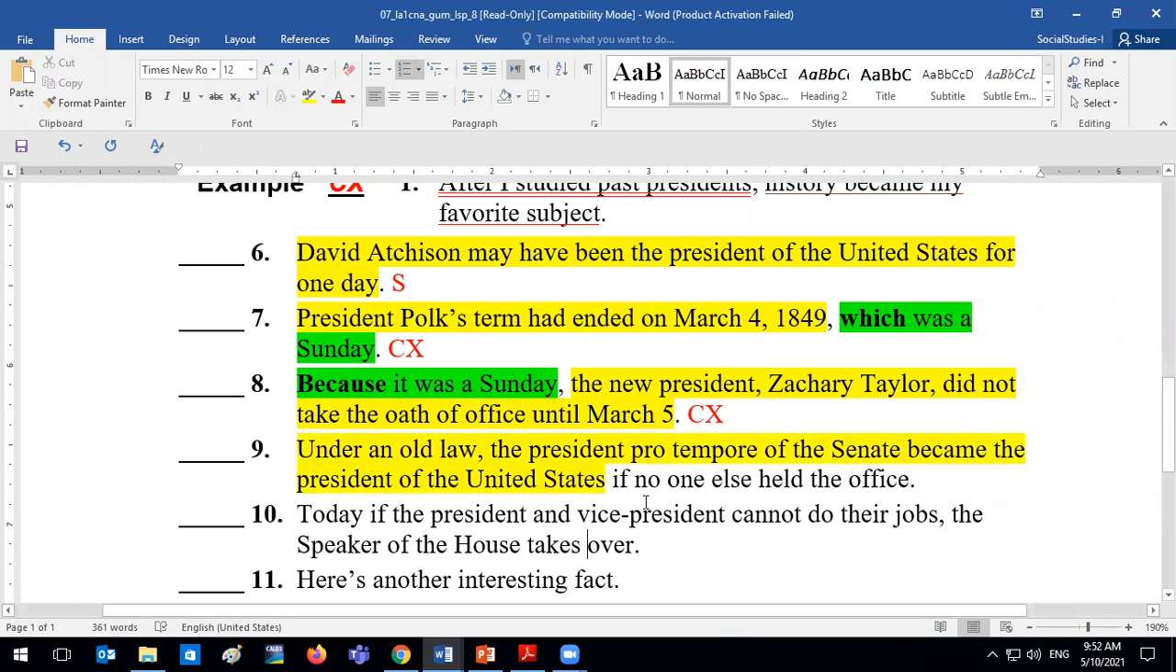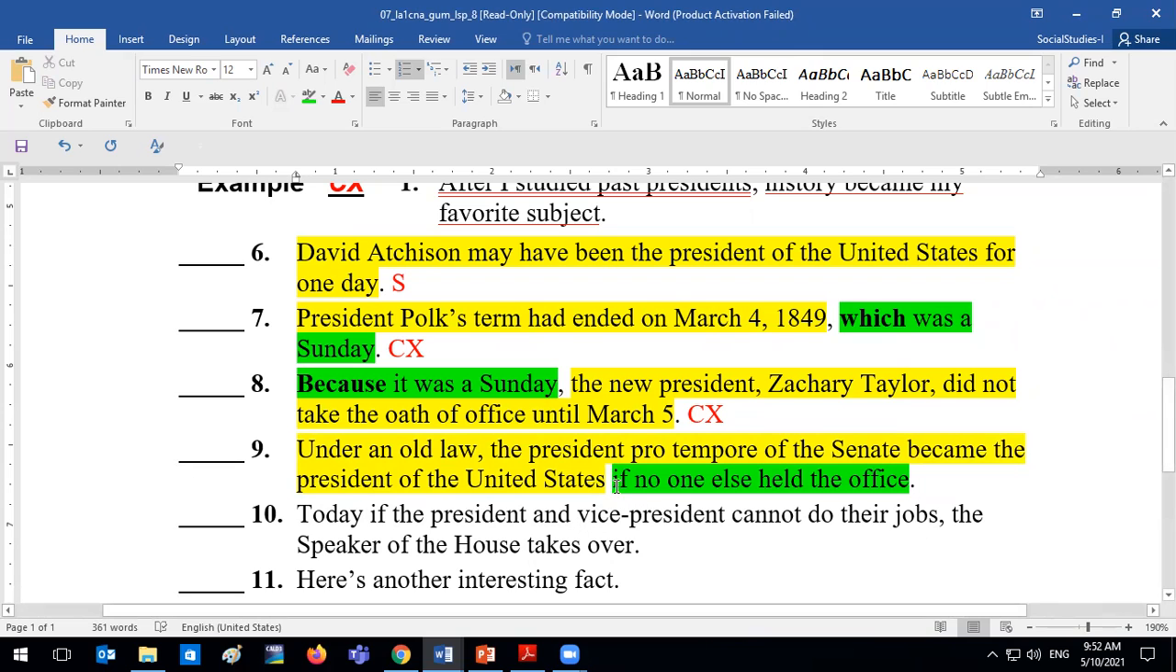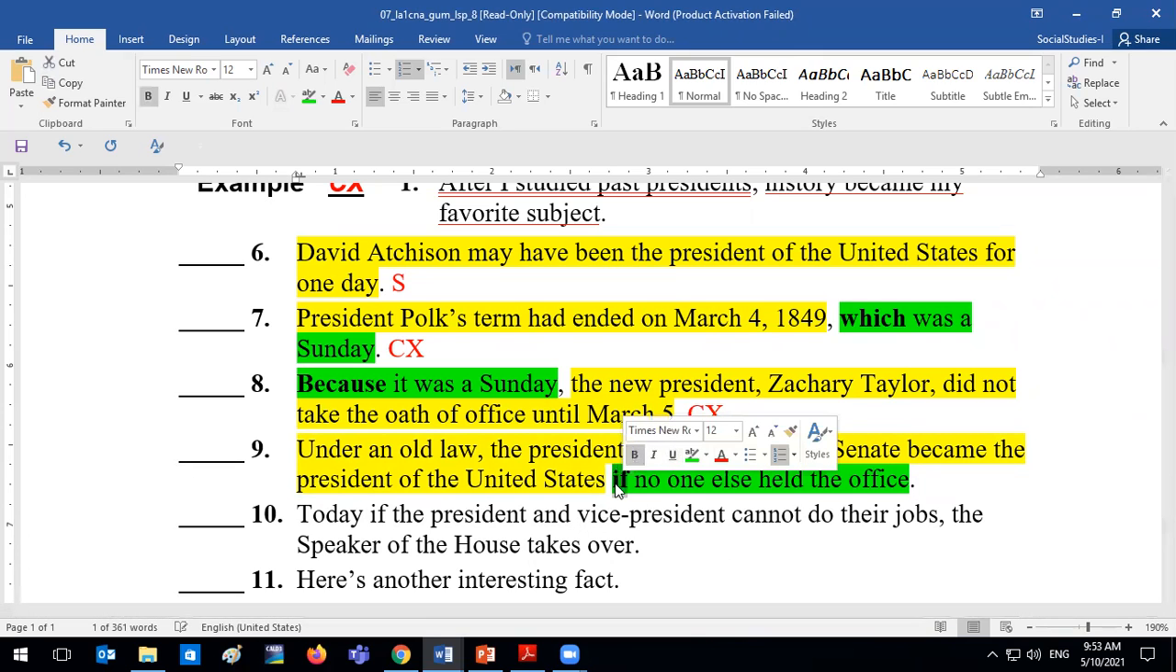If no one else held the office, this is my subordinate clause. It starts with the word if. And if, Muhammad, is what? Is it a relative pronoun or is it a subordinate conjunction? It's a subordinate conjunction. So, yes, that's correct. It is a subordinate conjunction.